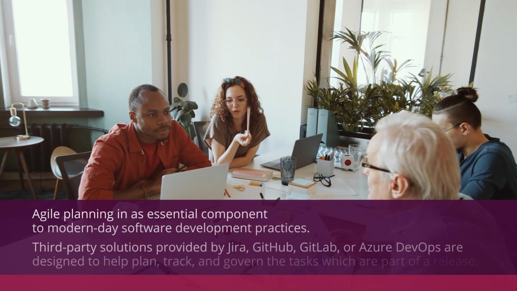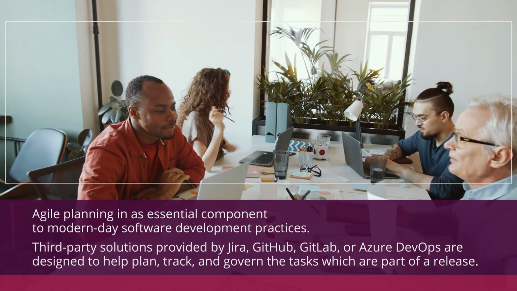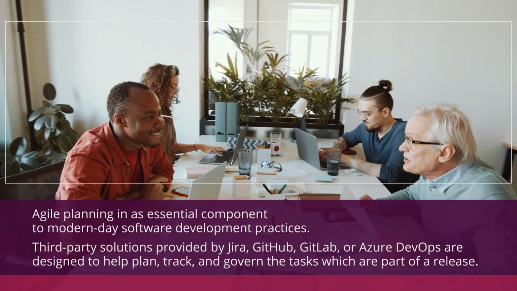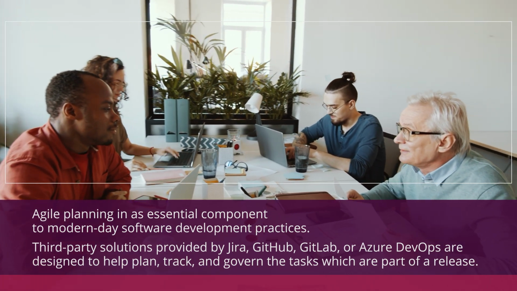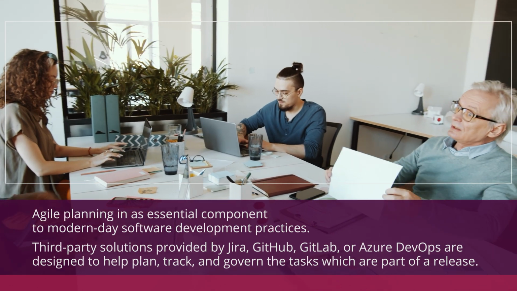Agile planning is an essential component to modern-day software development practices. Third-party solutions provided by Jira, GitHub, GitLab, or Azure DevOps are designed to help plan, track, and govern the tasks which are part of a release.